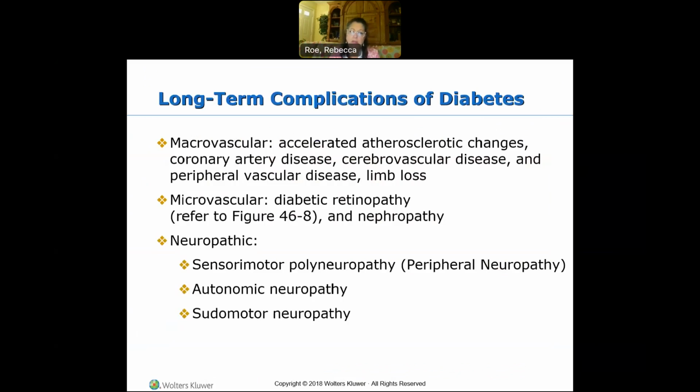So long-term complications of diabetes. Well, the researchers have continued to try and tie diabetes to macrovascular disease. And we do have accelerated atherosclerotic changes, coronary artery disease, cerebrovascular disease, and peripheral vascular disease, and limb loss in diabetic patients. But is that macrovascular disease? They have not been able to find a connection.